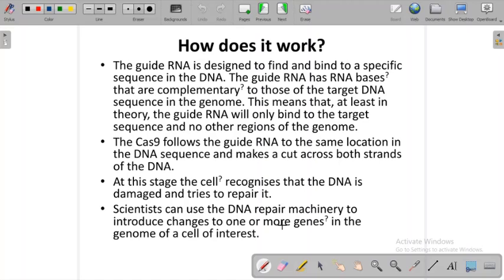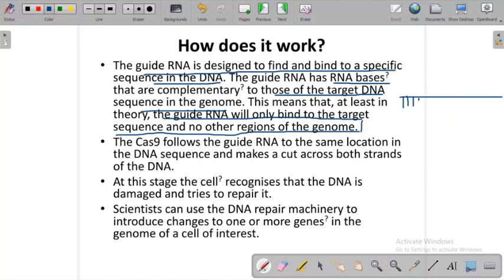So how does it work? The guide RNA is designed to find and bind to specific sequences in the DNA. The guide RNA has RNA bases that are complementary to those of the target DNA sequence in the genome. This means that, at least in theory, the guide RNA will only bind to the targeted sequence and no other region, with very high precision. If this is the DNA molecule, the guide RNA will bind over here with very high precision, meaning each and every base pair is very important for attachment.